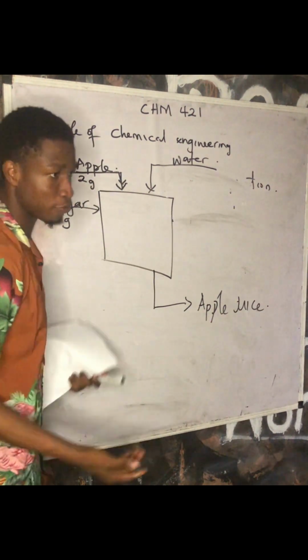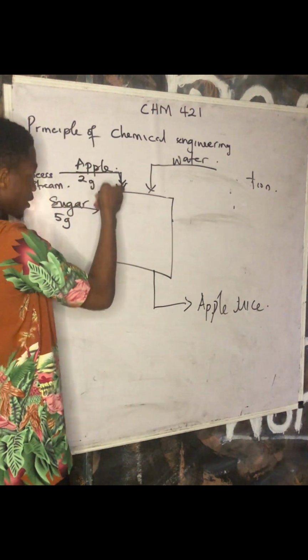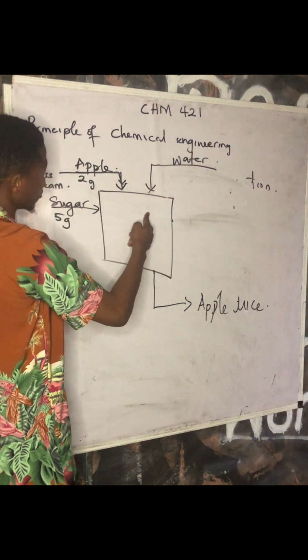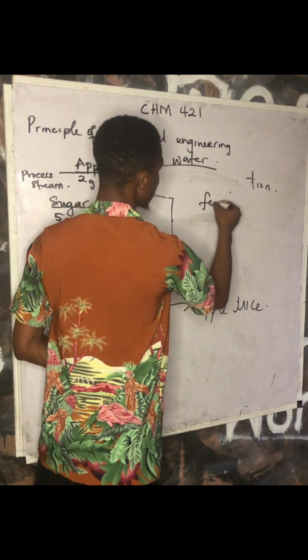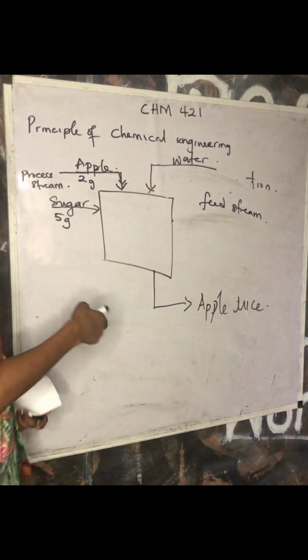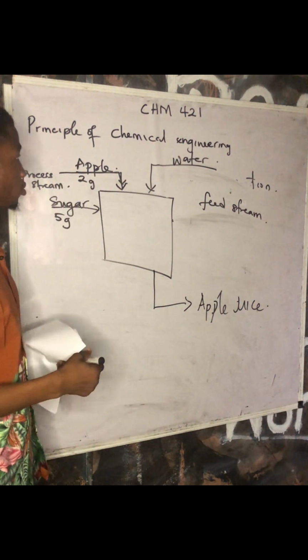Stream, what is stream? Flowing. Like a river flowing. So this place now is a stream. This place is also a stream. When it's entering, we usually call it a feed stream. Yes, these are process streams. These arrows are used to represent streams.